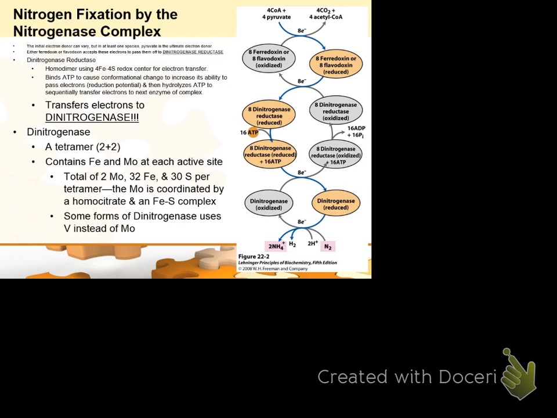And if you look at the numbers for the molybdenum-containing enzymes, there are 2 molybdenum, but there are 32 irons, 30 sulfurs, and it requires homocitrate, which is a cofactor that we haven't talked about at all. We talked about citrate, but not homocitrate. So I'm going to show you a picture in just a moment of what this all looks like.